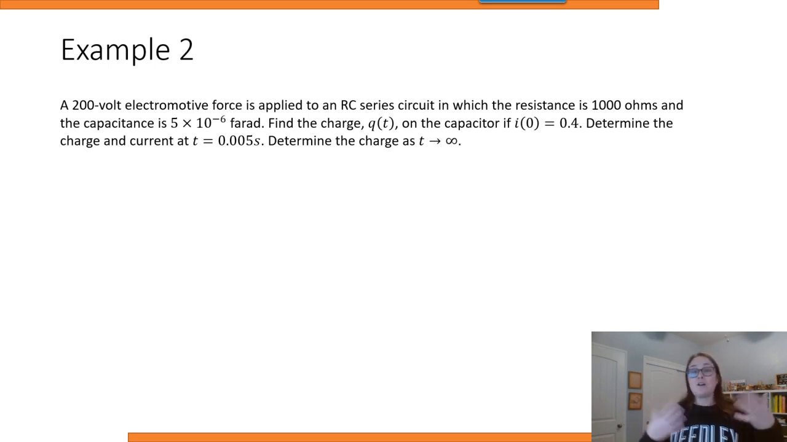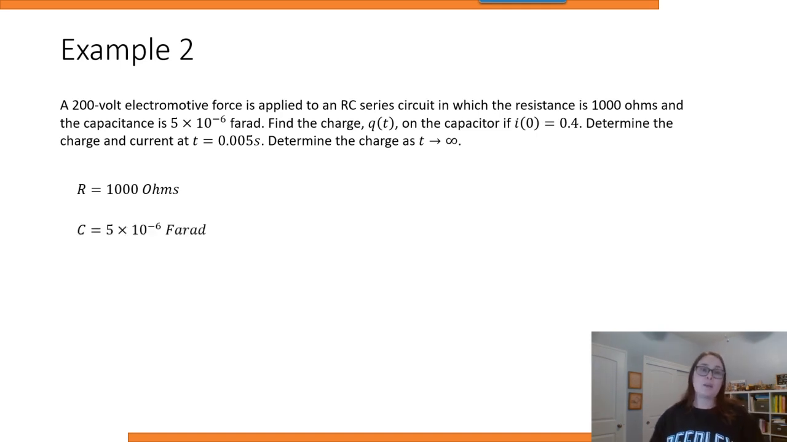First off, I've got to take all these values they gave me and label them with the appropriate variables so that I can set up my differential equation. They told me the resistance is 1000 ohms. Capacitance is 5 times 10 to the negative 6 farad. That voltage that they gave us, that's your E of t. So 200 volts is E, and it's constant here, so it made things a little simpler. And they gave us that initial condition that i of 0 equals 0.4.